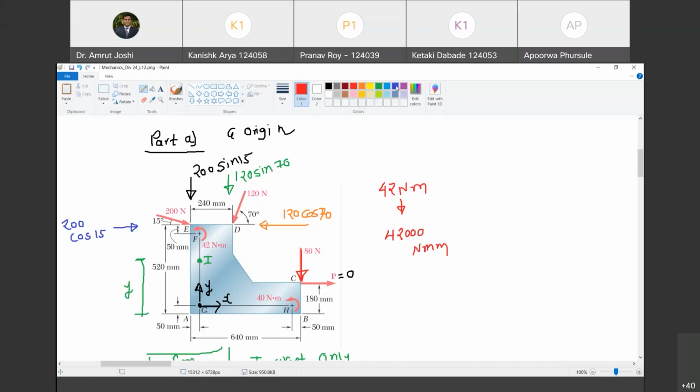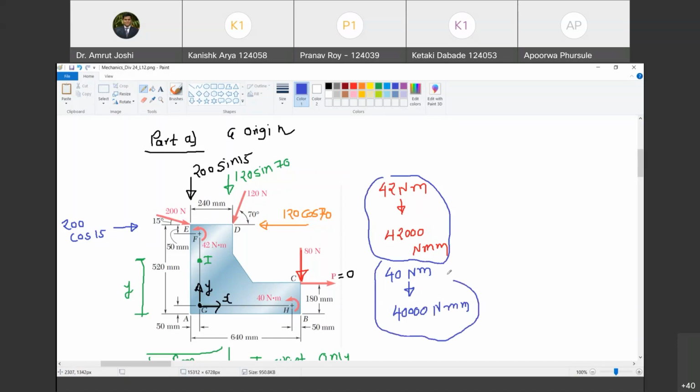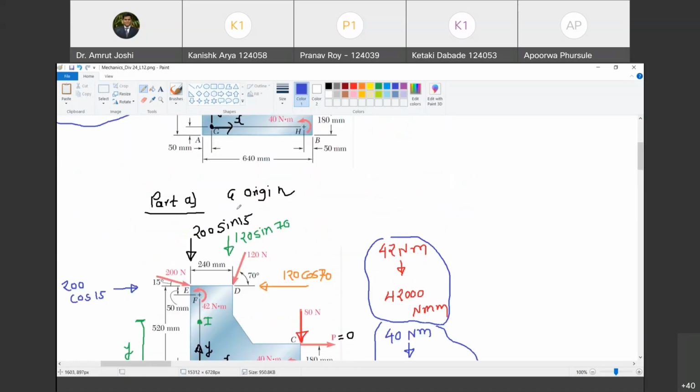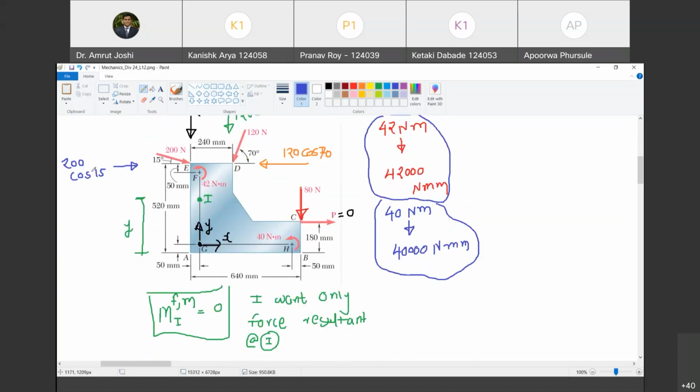Similarly, you have to look at this 40 Newton meter couple moment. It needs to be converted to 40,000 Newton mm. Are you with me? Yes, sir. So we have to understand that these conversions are absolutely necessary to maintain everything in same system of units. Happy? Yes, sir. Now let us try taking moments.